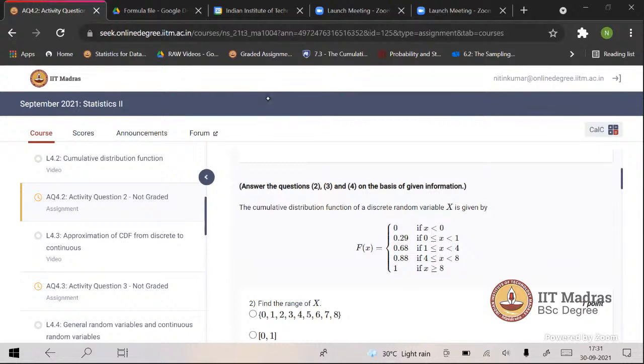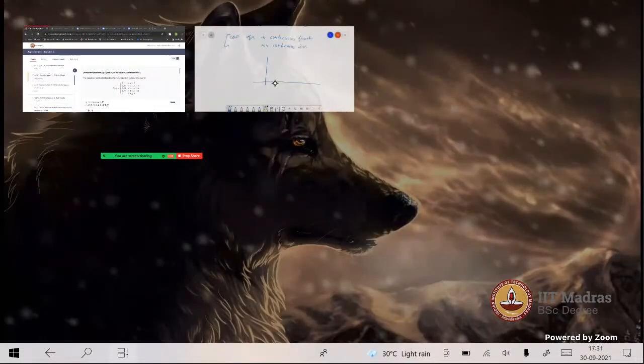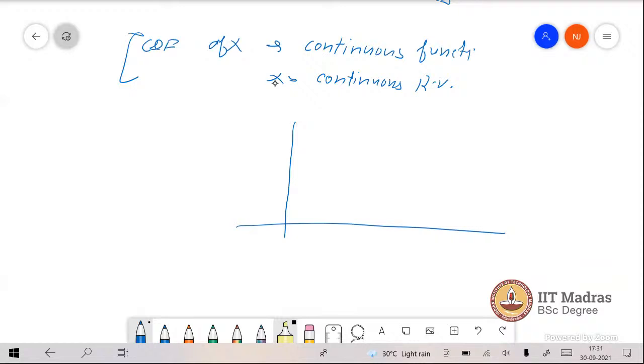Then again at 4, it takes a jump of 0.20. And at 8, it takes the jump of 1 minus 0.88, that is 0.12. So the graph of it looks something like that. From 0, below 0, it is 0. And at 0, it becomes something like 0.29, right? And somewhere here it is 1.